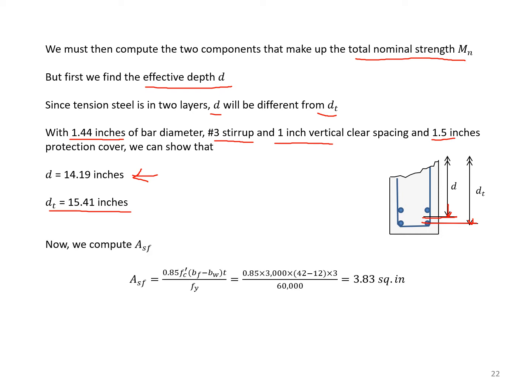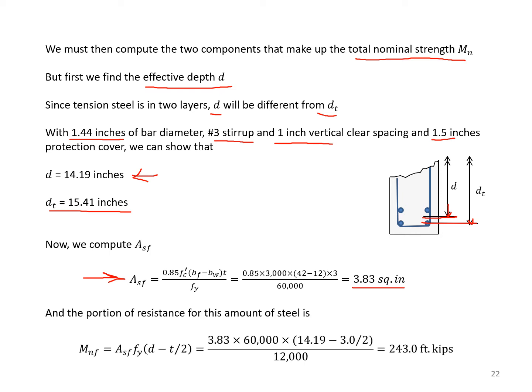All right, from this point on, let's compute the Asf first. Notice that I'm using pounds and inches throughout my calculations, and I come up with 3.83 square inches for Asf. And the corresponding resistance Mnf is Asf Fy (d minus t over 2). Again, using pounds and inches throughout the calculations, but then I divide the final result by 12,000, so I get the final answer in foot kips. That is Mnf, 243 foot kips.